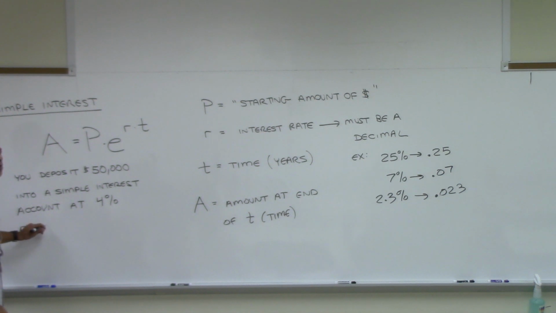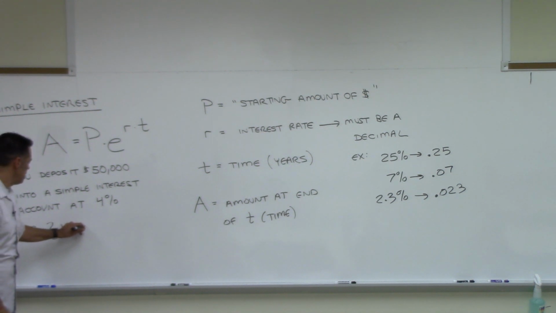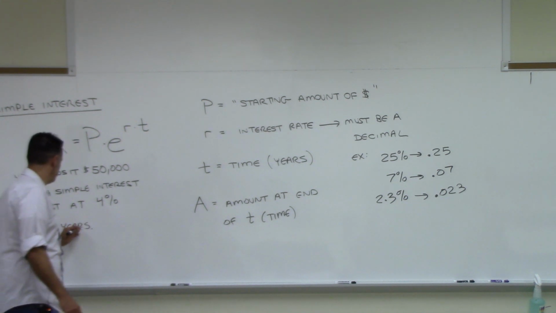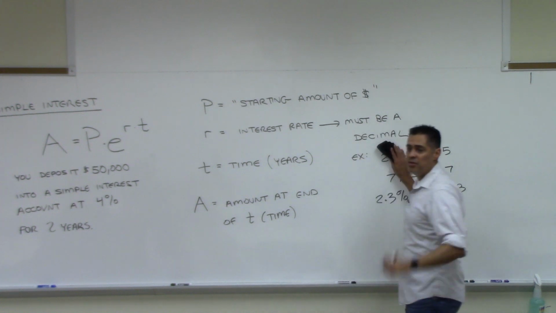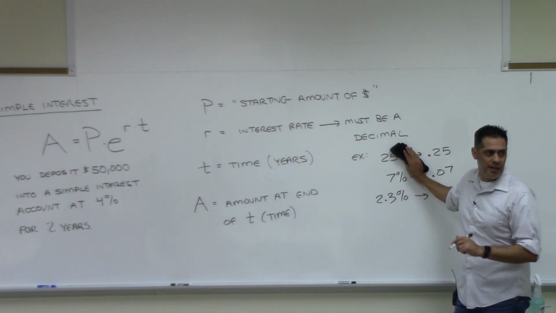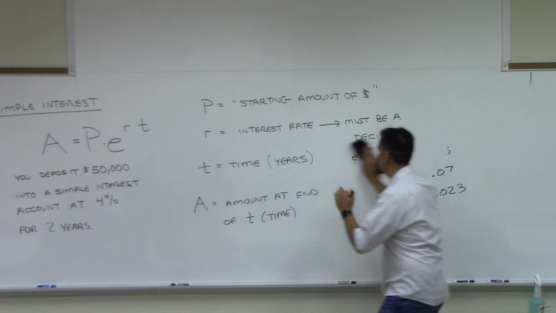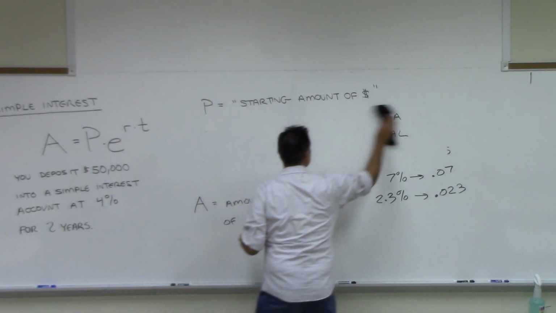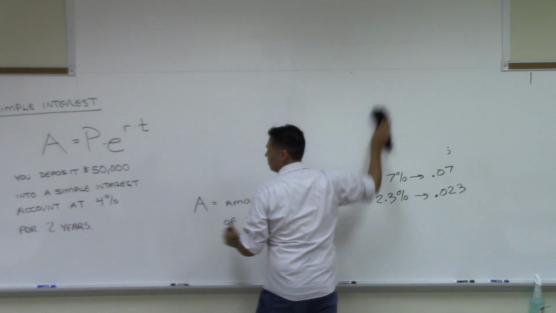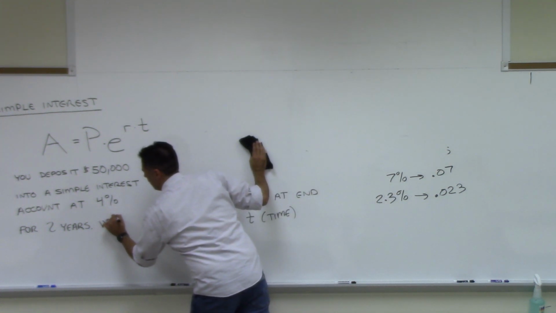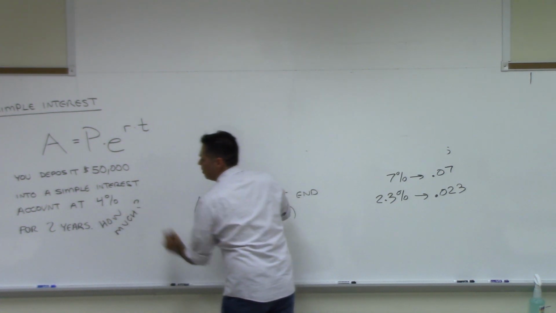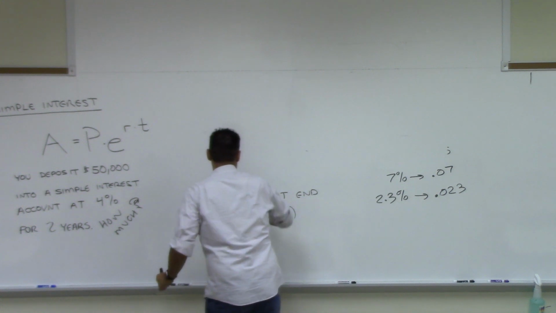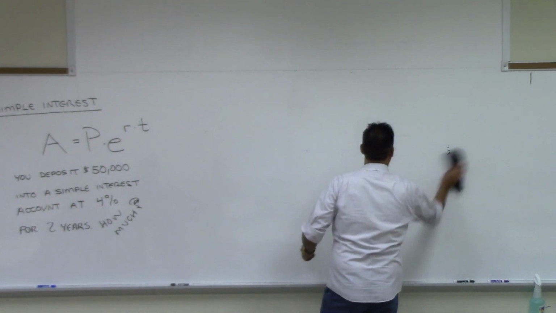Let's go 2 years. We're not that patient, right? Okay, the question is how much is there after the end of 2 years? How much will be in that account? All right, so let's go to the formula. It's a question mark. So let's use the formula.